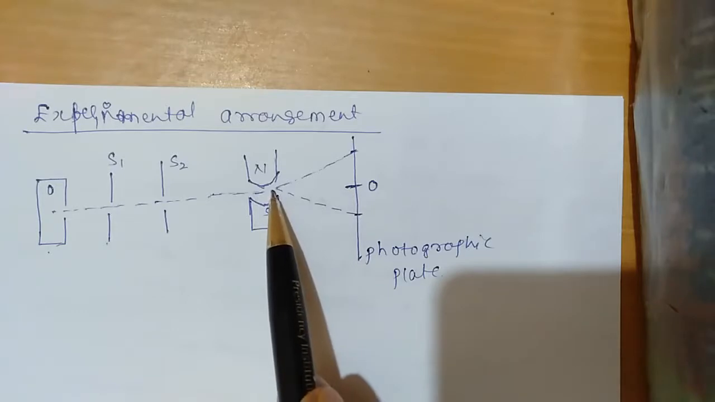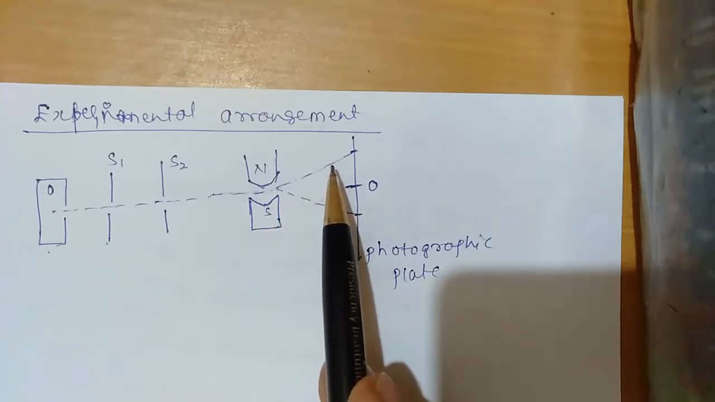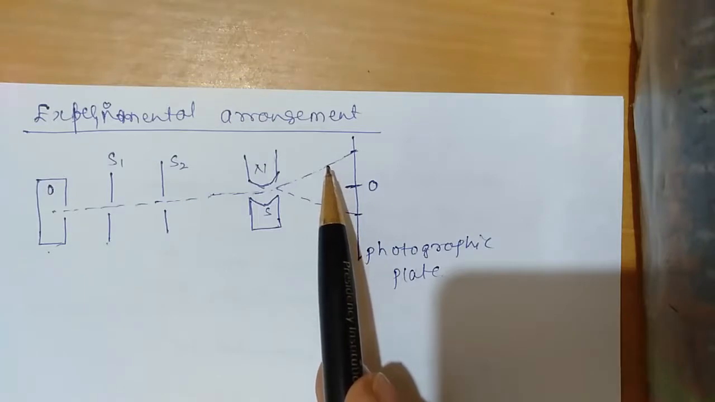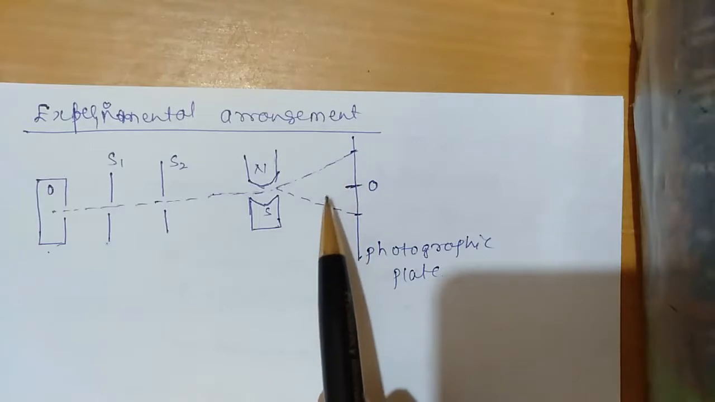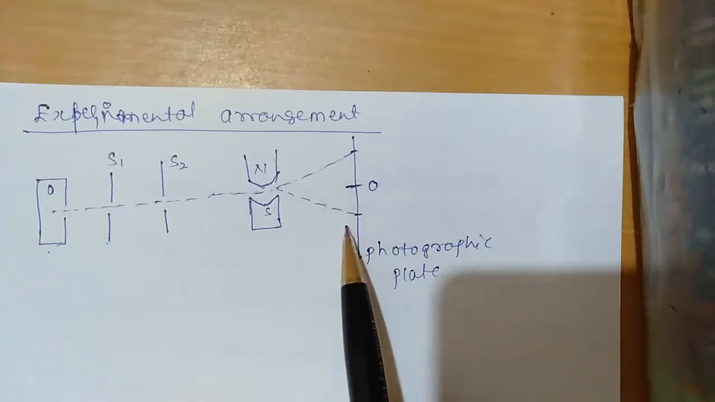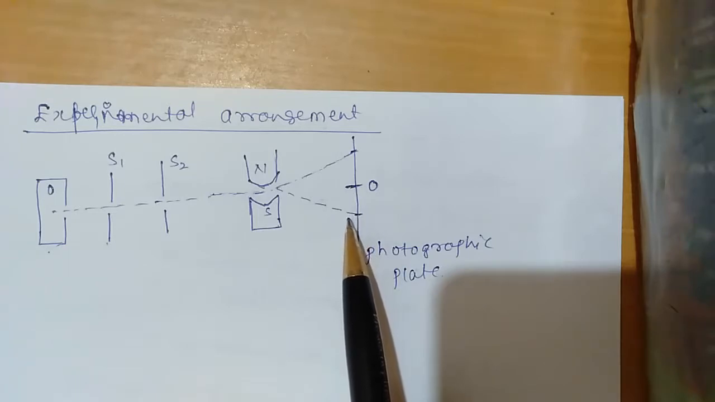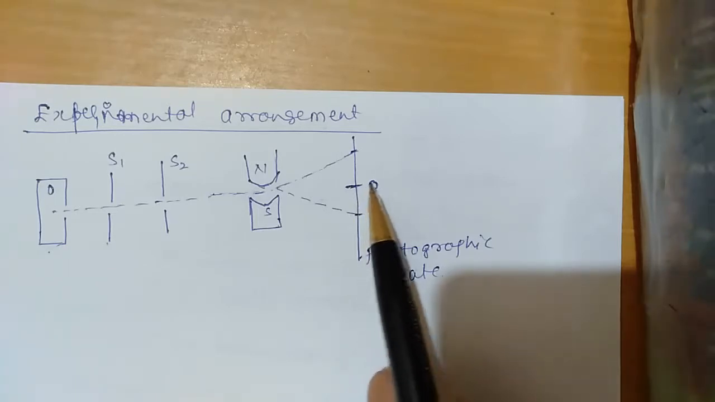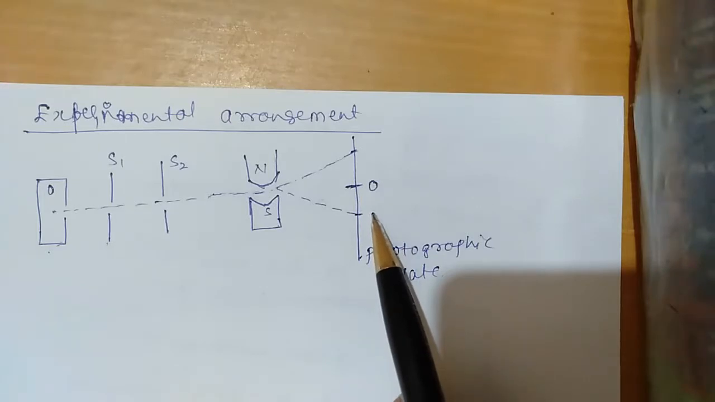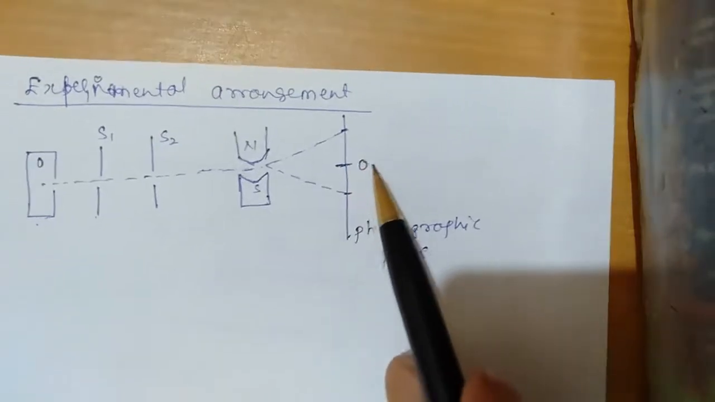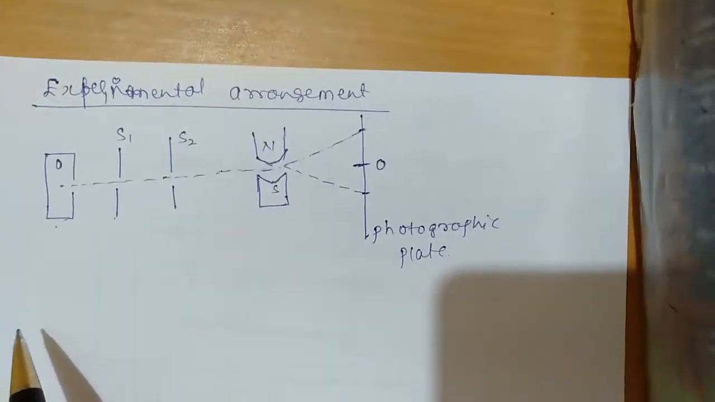As a result, all the atoms having a spin parallel to the direction of the magnetic field will experience a force in one direction, and those having the opposite direction of spin will be concentrated at the other point. So there is a spreading of the atoms in the magnetic field. This is what we call the Stern-Gerlach experimental arrangement.